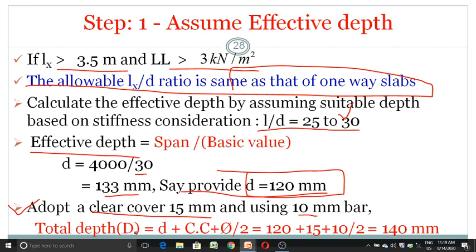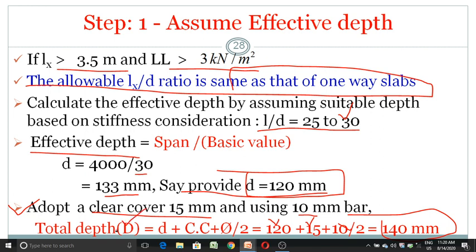Substitute here: overall depth equals effective depth plus clear cover plus phi by 2. Effective depth is 120 and clear cover is 15 and the diameter of bar used is 10, that is 10 by 2. If you add all together, we will get the overall depth of the slab as 140 mm, that is capital D, right?